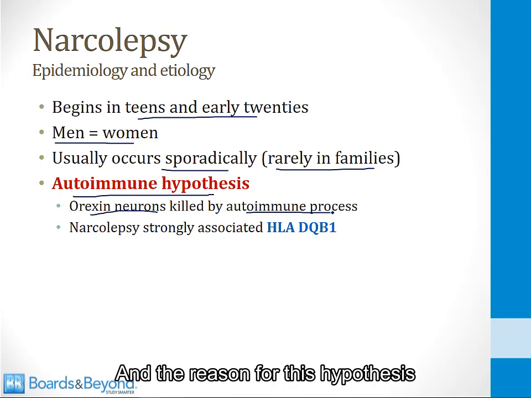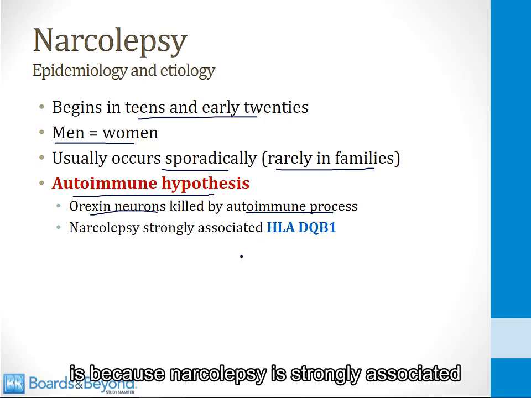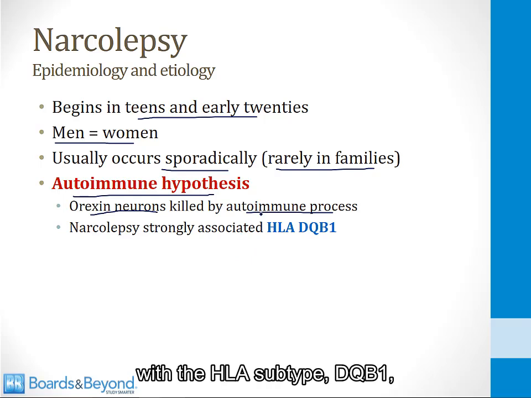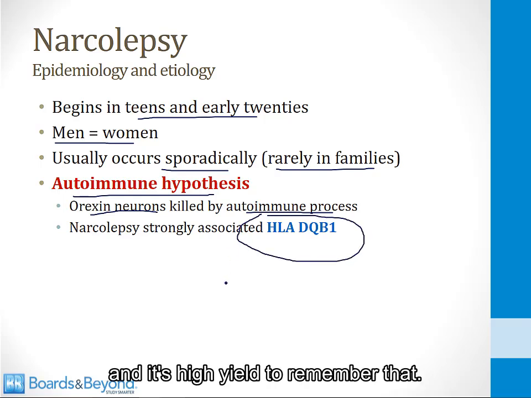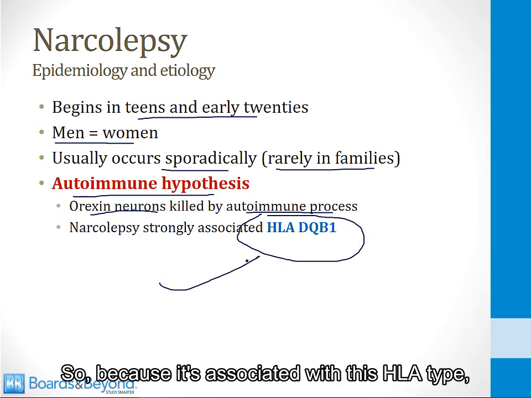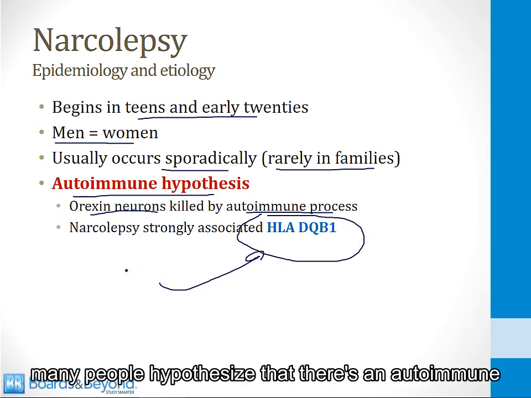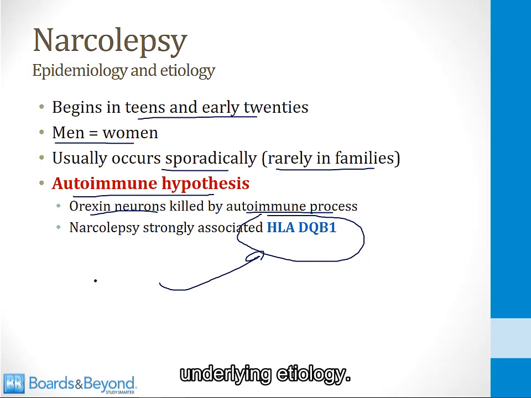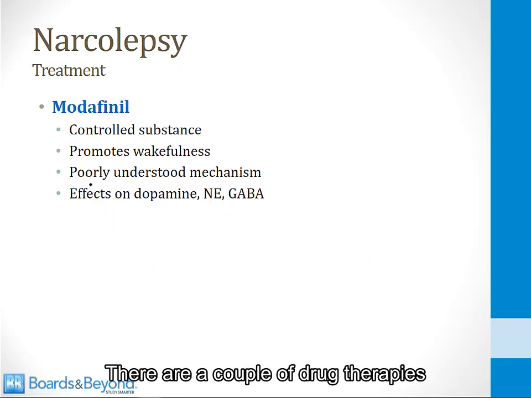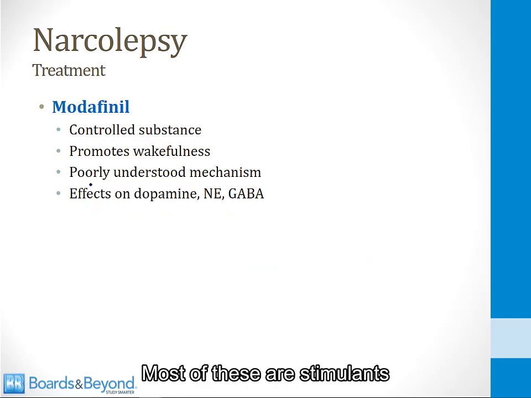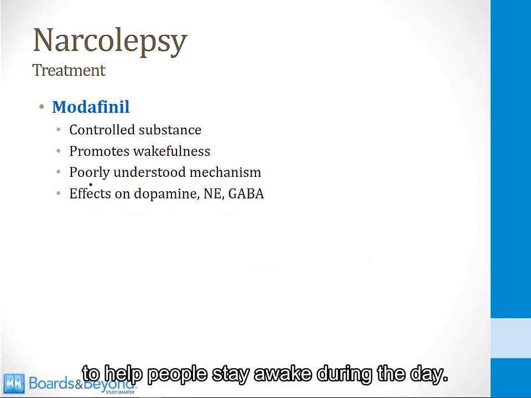And the reason for this hypothesis is because narcolepsy is strongly associated with the HLA subtype DQB1, and it's high yield to remember that. So because it's associated with this HLA type, many people hypothesize that there's an autoimmune underlying etiology. There are a couple of drug therapies used to treat narcolepsy. Most of these are stimulants to help people stay awake during the day.